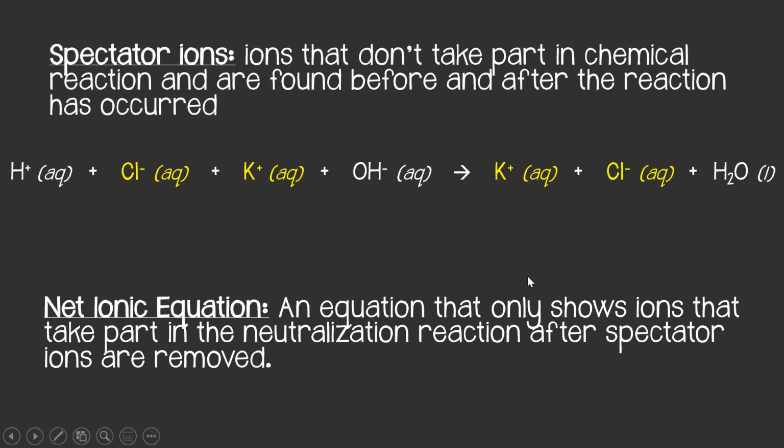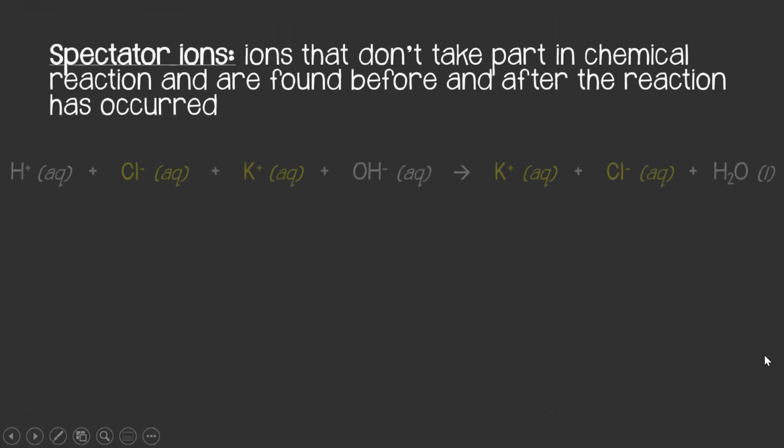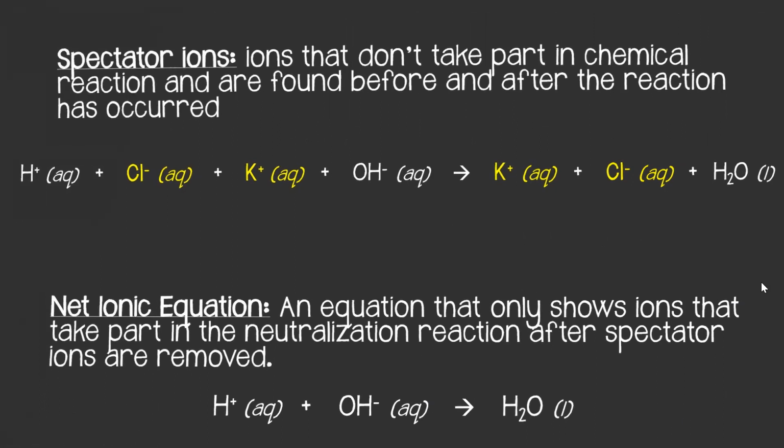So my net ionic equation, going backwards: I started with this equation. I broke it into its ions. I highlighted or marked the spectator ions. I am now left with just H plus aqueous, OH minus aqueous, yielding liquid water. That is a net ionic equation. We got rid of the spectator ions, and this is what's left. Okay, so it's not a hard process. You just have to know how to break things apart and then know very clearly what the spectator ions are so you can get rid of them appropriately.